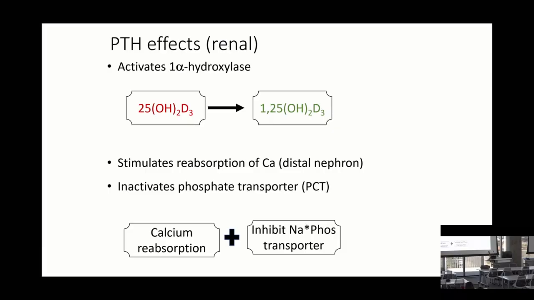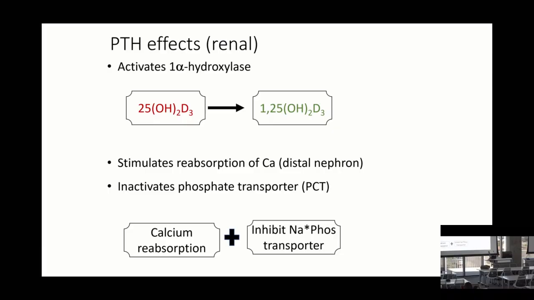In the kidneys, we talked about this previously. PTH has two key actions. One, it activates 1-alpha hydroxylase, which is the enzyme that converts 25-OHD to 1,25, which is the active form of vitamin D. So vitamin D is activated by the effect of PTH in the kidneys to the active form, okay?